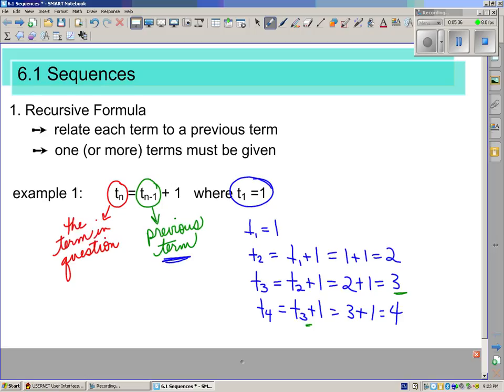Well, what's the power of a recursive formula? Because I don't know about you, but getting to term number 100 looks like a lot of work. And guess what? The only way I can get term 100 is if I know term 99. I can only get term 99 if I know term 98. So I have to have a starting point. That's important.